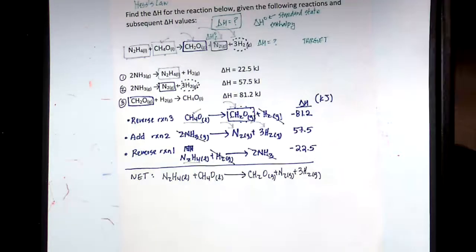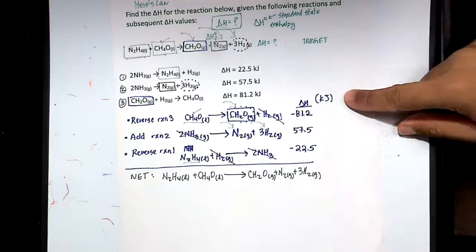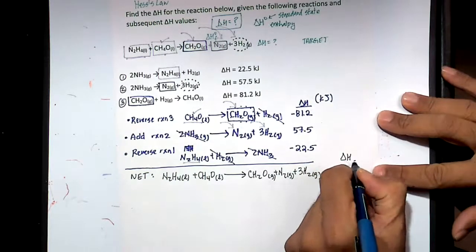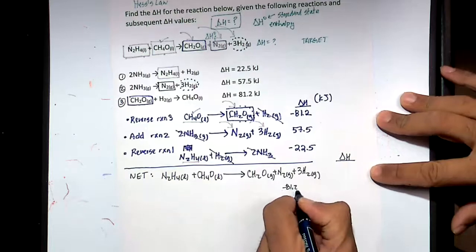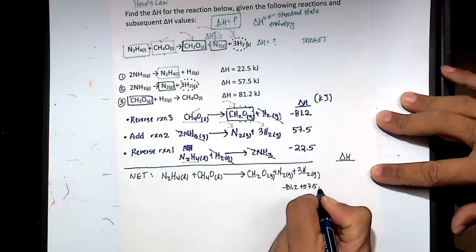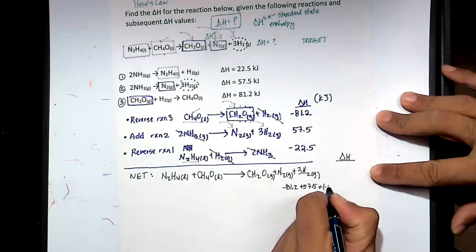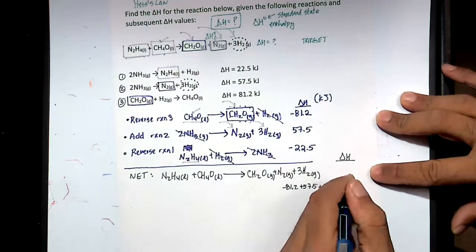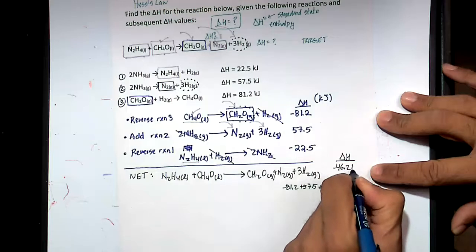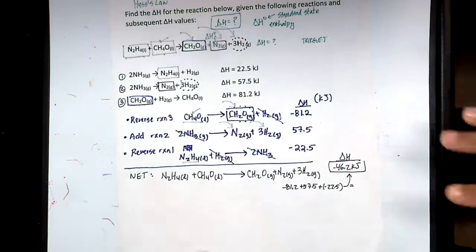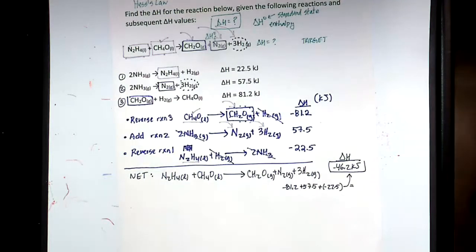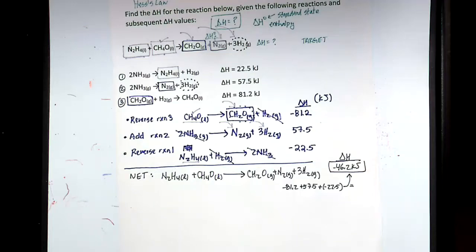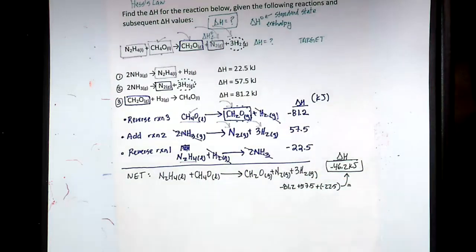So what is our final answer? Our final answer is the target. What is the enthalpy of that target? You just add them up. It's going to be minus 81.2 plus 57.5 plus minus 22.5. I do that on my calculator, and I'm getting minus 46.2 kilojoules. So this net target reaction is exothermic. How do I know it's exothermic? Because of the negative sign. The negative value tells you that it's exothermic.